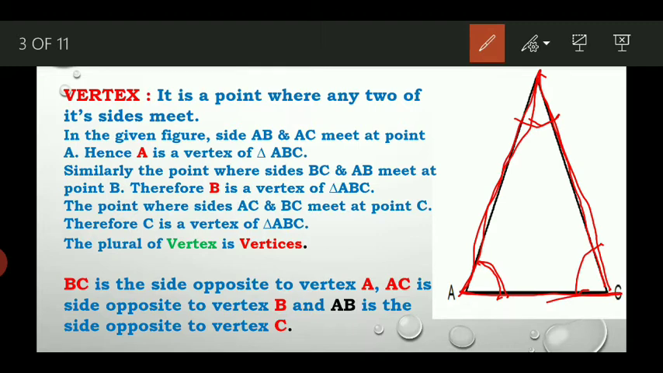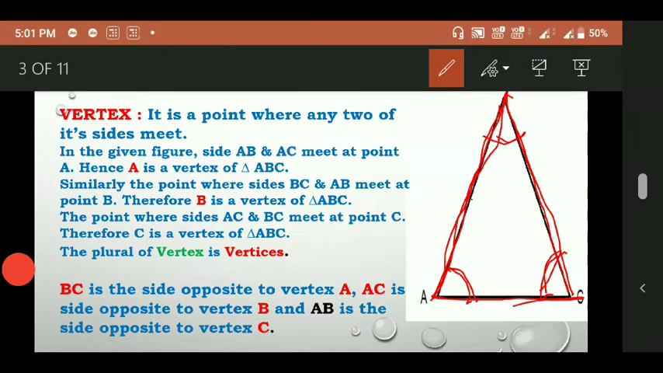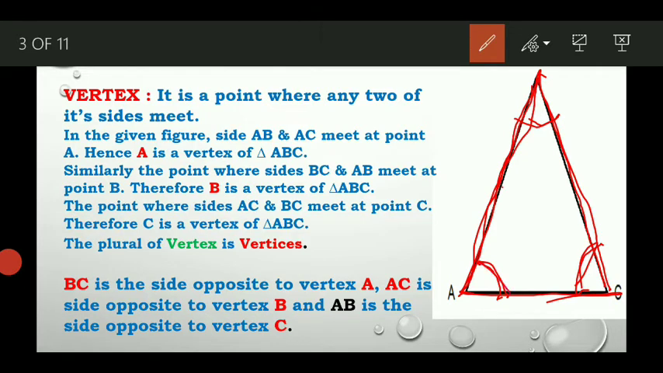So that's what it is telling: BC is the side opposite to vertex A, AC is the side opposite to vertex B, and AB is the side opposite to vertex C. So opposite to vertex C is this one, opposite to vertex A is this one, and opposite to vertex B is this one. Okay?